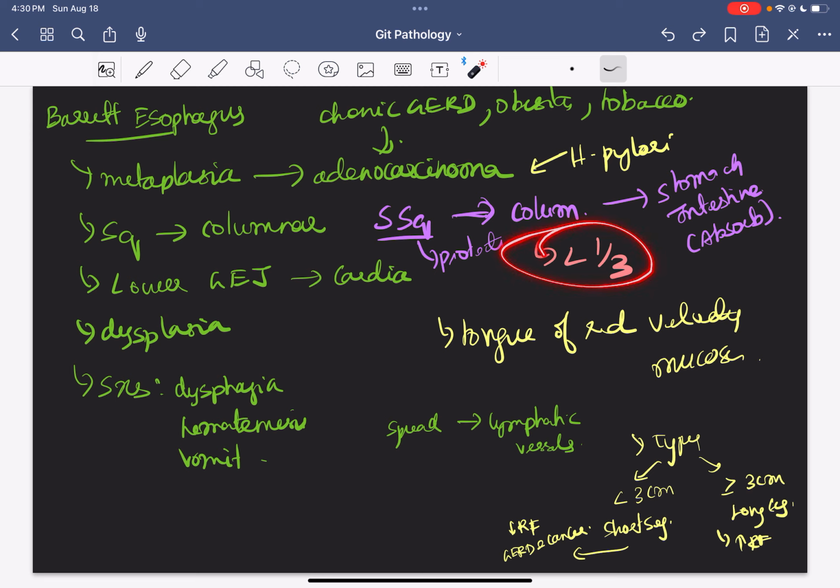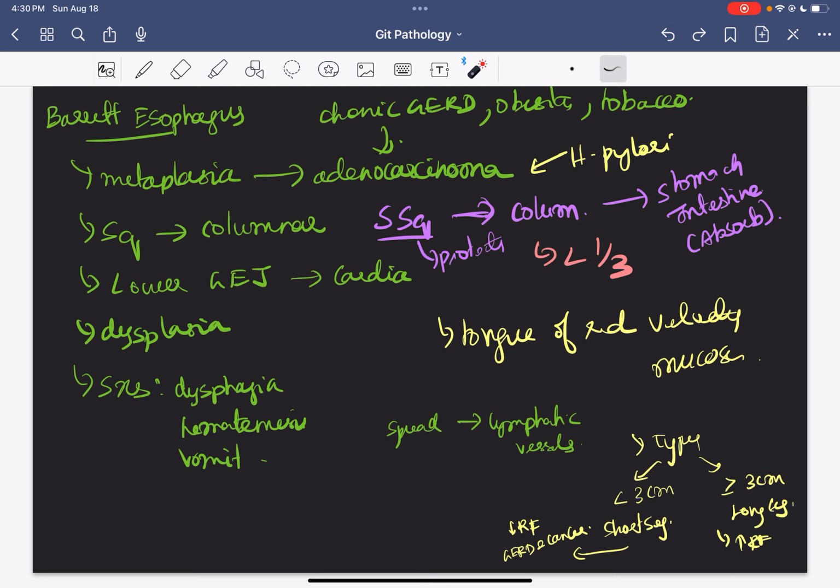This usually takes place in the lower 1/3 of your esophagus, in the lower gastroesophageal junction or the cardiac part of your stomach. This can also cause dysplasia apart from metaplasia. The symptoms are dysphagia, hematemesis, and vomiting. Hematemesis, you know what is hematemesis? It's vomiting of blood. This can also spread to your nearby lymphatic vessels.